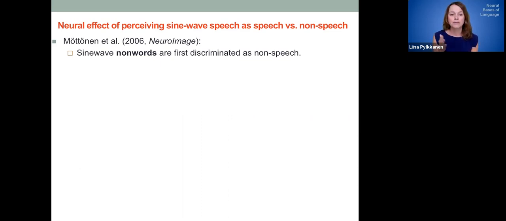So here we have sine wave non-words as the stimuli. Earlier we were listening to actual sentences and their sine wave versions. Now we can also create sine wave versions from non-words. A non-word here is a phonological sequence that could be a word in the language, but just happens to not be.